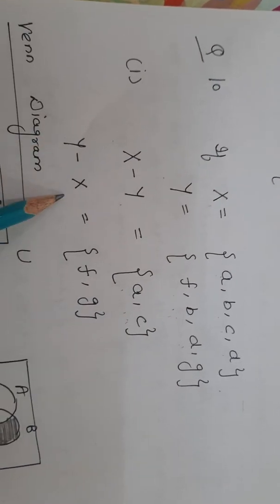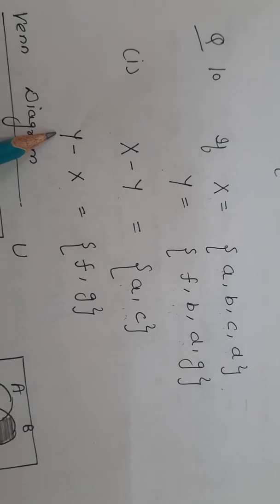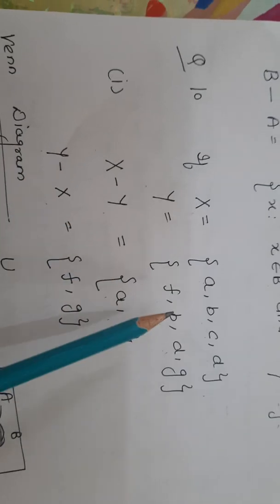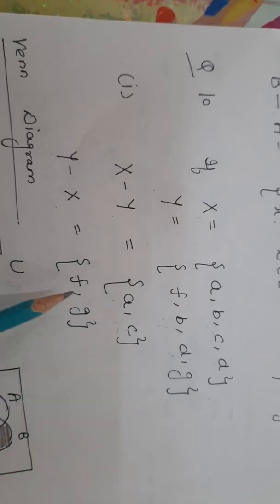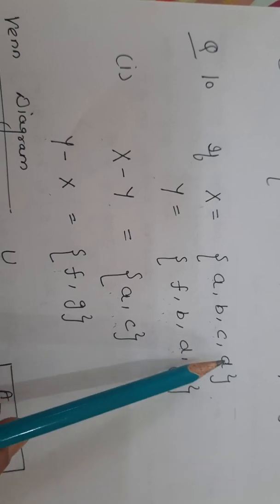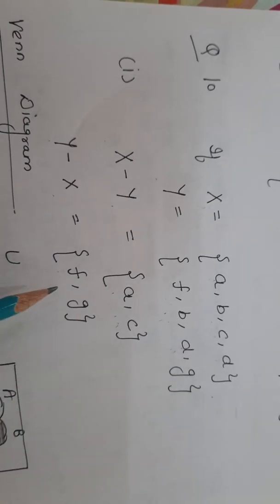Now Y minus X. Here you are going to check the elements of Y which are not in X. Elements of Y. F is not in X, so we have written this. B is here, so you will not write. D is also here, so you will not write in Y minus X.